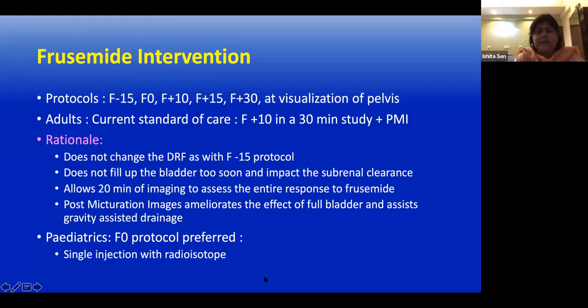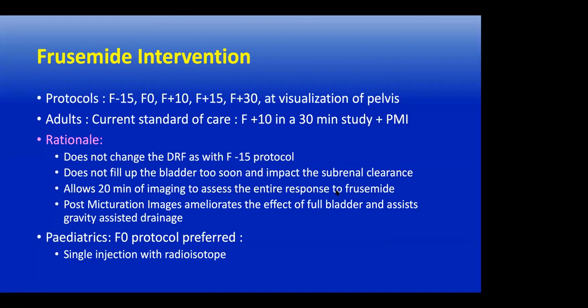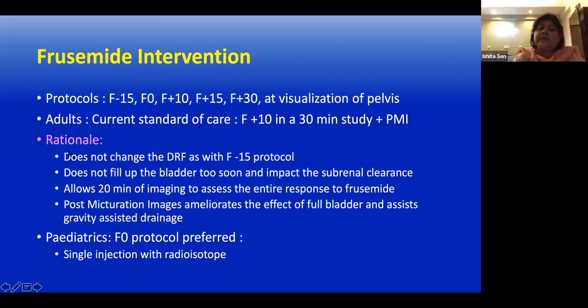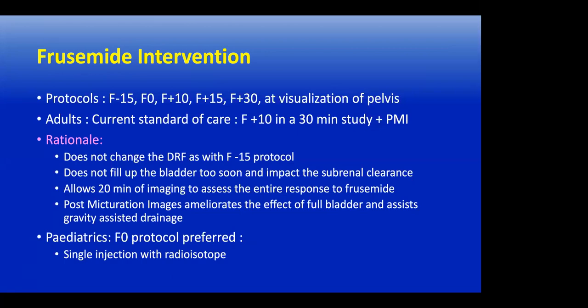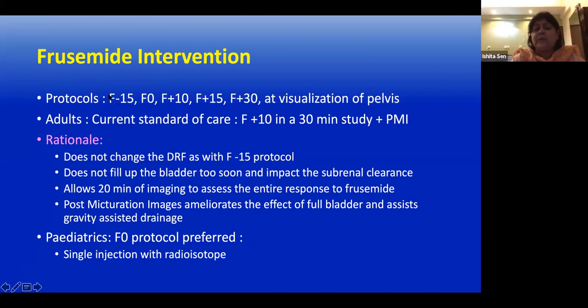Now, Frusemide intervention, it's called a diuretic renal study. So you do give a diuretic, and usually Frusemide is the preferred diuretic because of its rapid onset of action. There may be different protocols. It may be given F minus 4. F is the point at which the study is started by the injection of DTPA or MAG3 or EC, whatever. So this F is the 0.